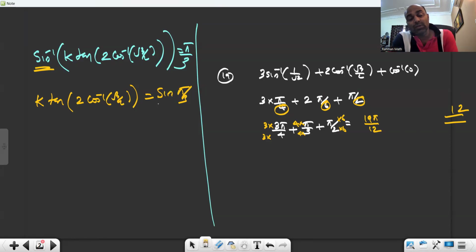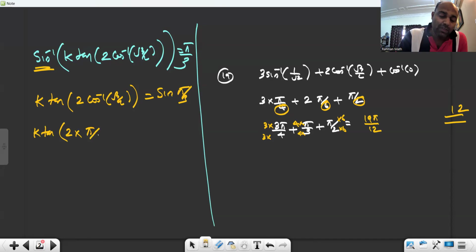Sine pi by 3, sine 60, how much? Root 3 by 2. I asked this question in the Pearl School paper. K tan 2 into cos, what is root 3 by 2? Cos 30. So 30 means what? Pi by 6. Equal to sine pi by 3, meaning sine 60, is what? Root 3 by 2. After this, this and this cancel 3. Tan pi by 3.